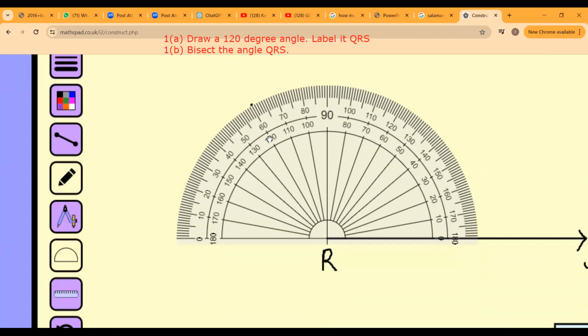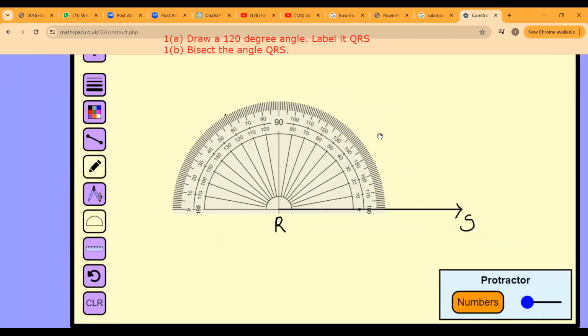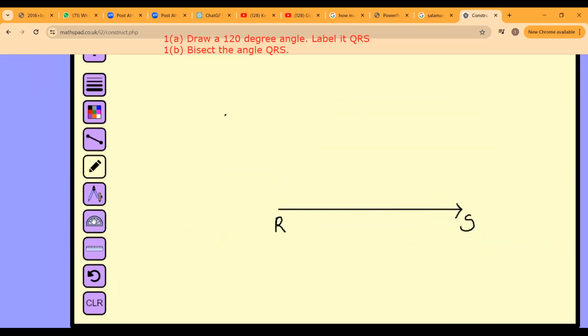Now, the next thing that we want to do is draw a line so that we could have this angle. It's going to be 120 degrees. It's going to be right there. So this is 120 degrees.